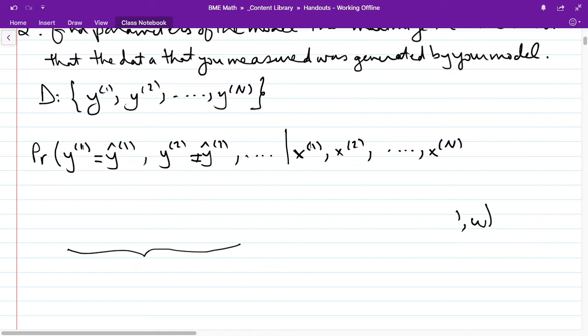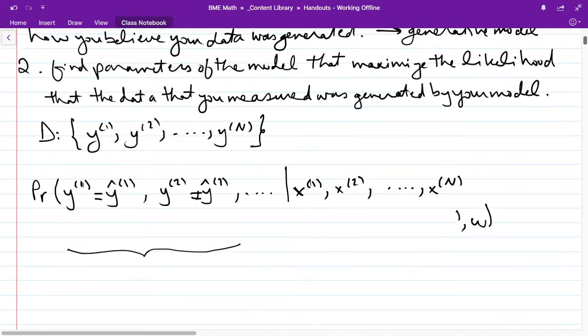Okay, so this probability, what is it? This probability is a joint probability. And a joint probability, we can divide it up into individual components.